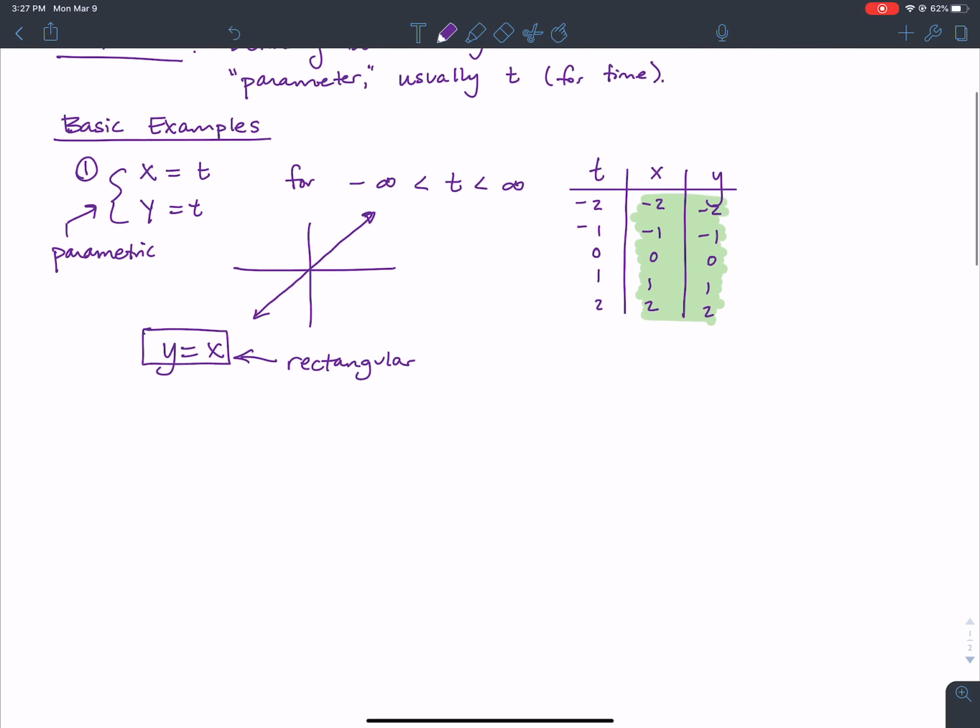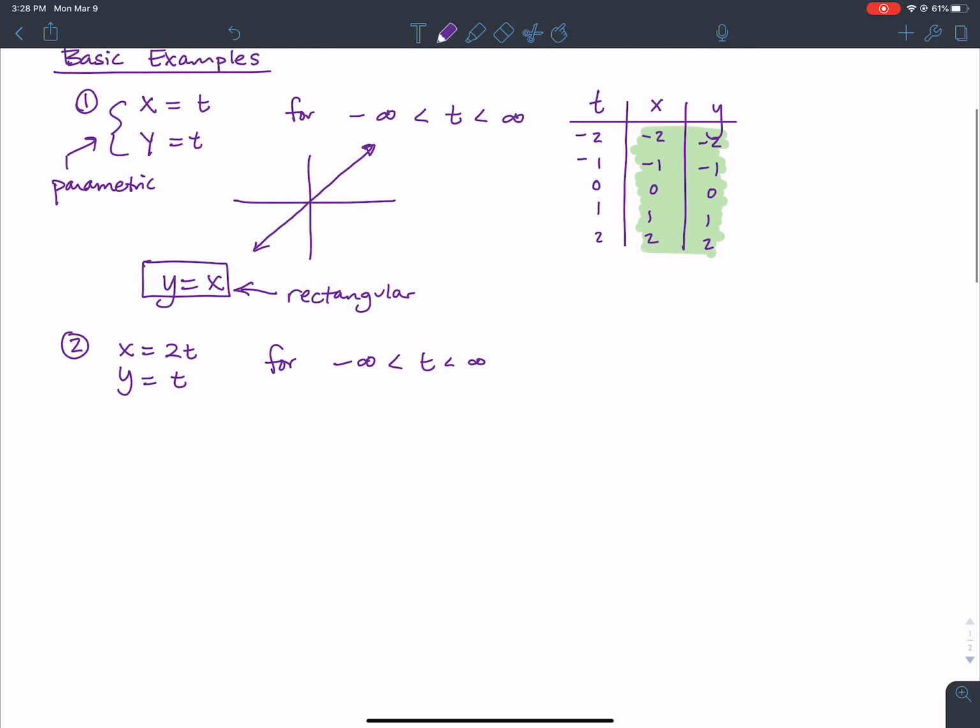All right, so another basic example would be giving you x equals 2t and y equals t, and then asking you to think about what that would look like. And again, this would be for infinite time. So again, you can kind of think about it in terms of what a table might look like, what it might look like if you were to graph it with respect to time, however you might choose to think about that. Some of you might just be able to think about it in your head.